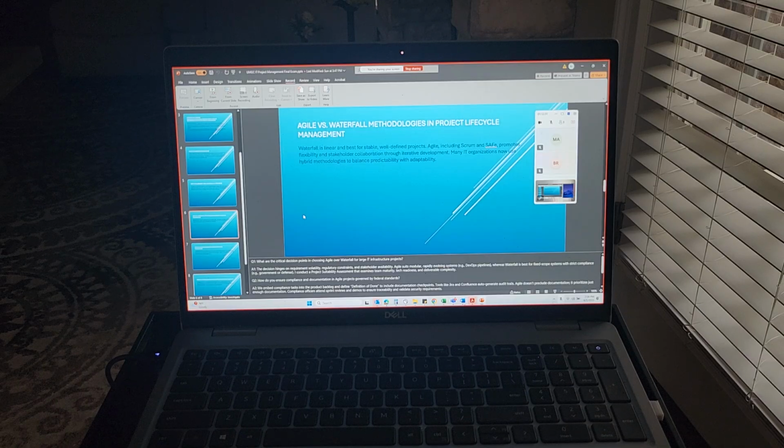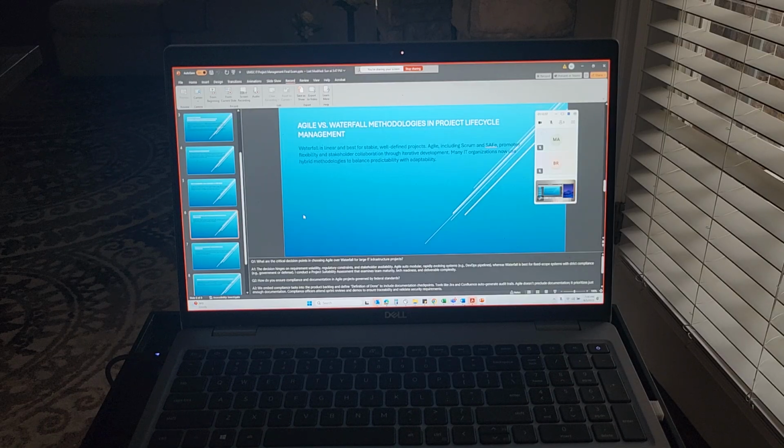Brianna, any questions on that topic? Yes. What are the critical decision points in choosing agile over waterfall for large IT infrastructure projects? The decision hinges on requirement volatility, regulatory constraints, and stakeholder availability.